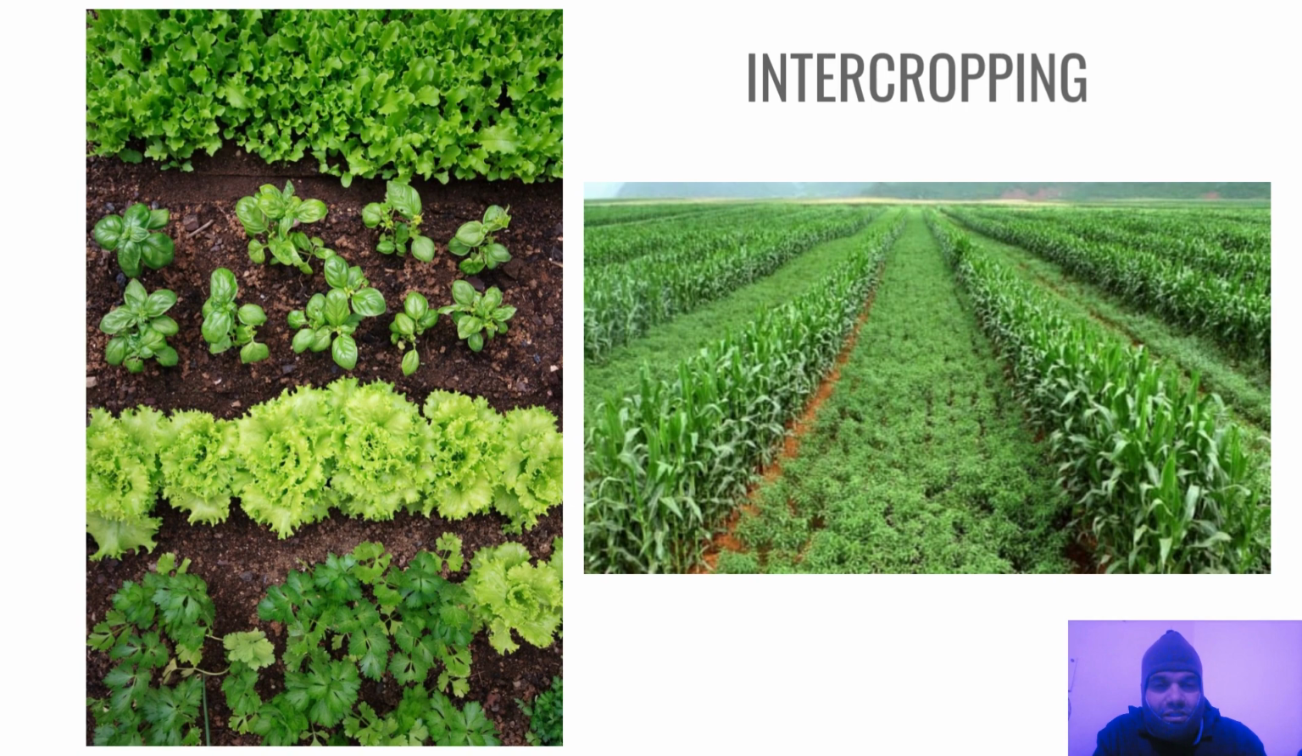As opposed to monoculture, you have something called intercropping. In intercropping, you plant a few lines of something and then a few lines of something else. Very commonly, for example, in Himachal, you will have rajma or kidney beans intercropped with maize. What are the advantages of this? Let's see in the next slide.